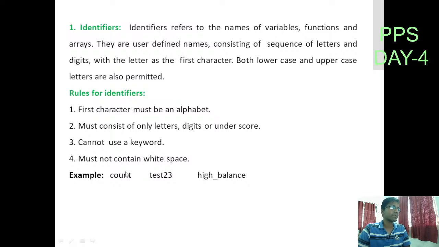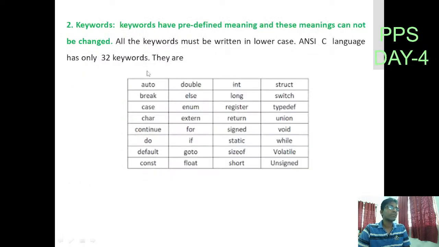So here I am giving an example. Count is a valid identifier, and test123 is a valid identifier, and high balance is a valid identifier. And coming to the second one, keyword. So what is a keyword?